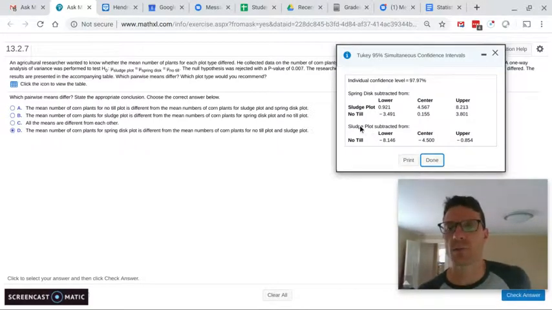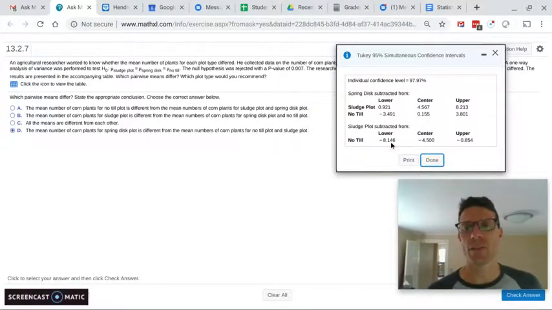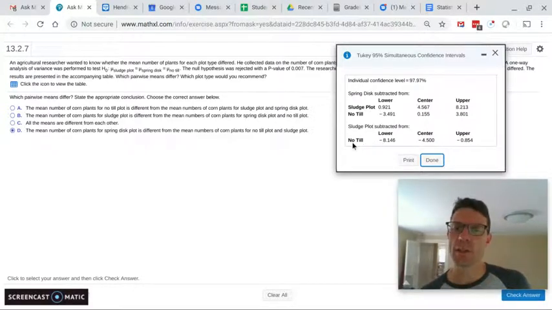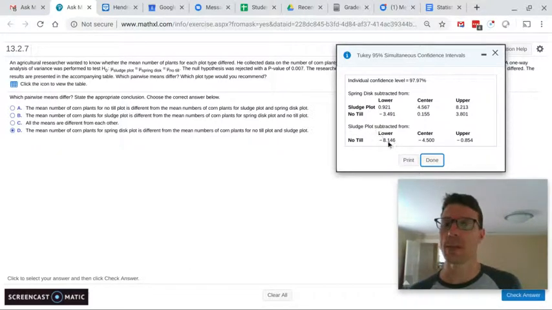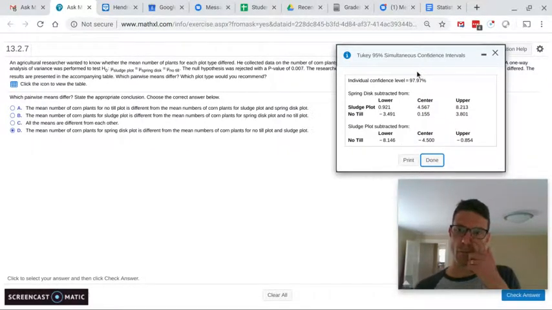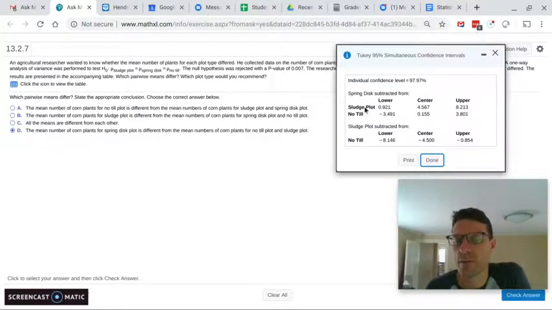Also, if you look, the sludge plot subtracted from no-till creates a completely negative confidence interval from the lower to the upper. That means that since sludge plot is being subtracted from no-till, the sludge plot is bigger, right? It's having bigger values. That's why the result is going negative. So no-till minus sludge plot is giving you all negative numbers, for a 95% confidence interval. So that definitely means that sludge plot is the one that's different, right? It's different from both spring disc and no-till.